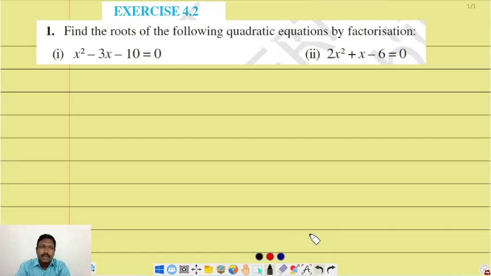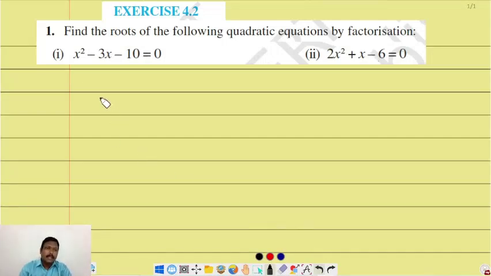You can do this one maybe using direct identity (x plus a) into (x plus b), or splitting the middle term. That means both are same actually. By splitting the middle term, by finding product and sum, we can find what are the values of x. Okay, so let us start.